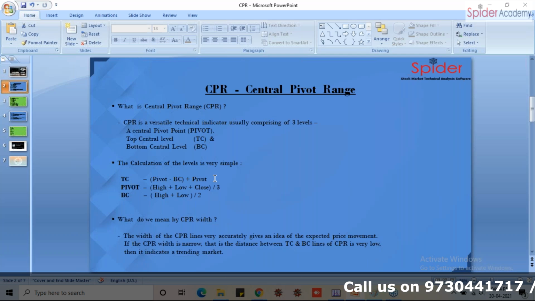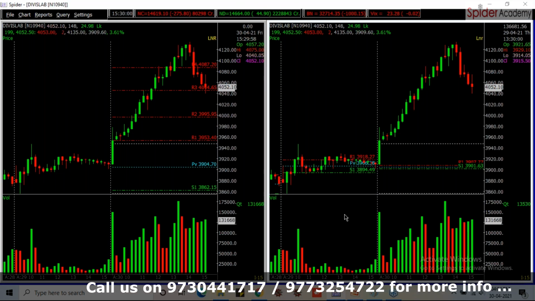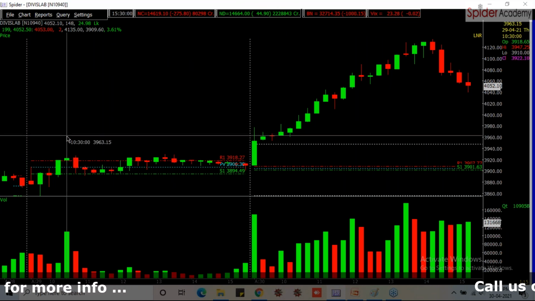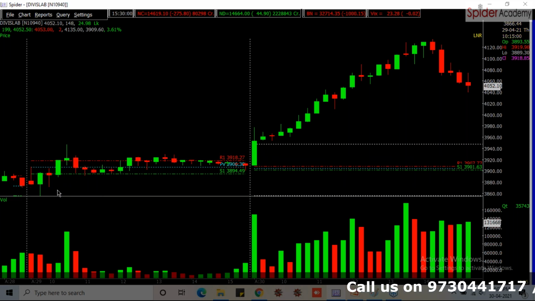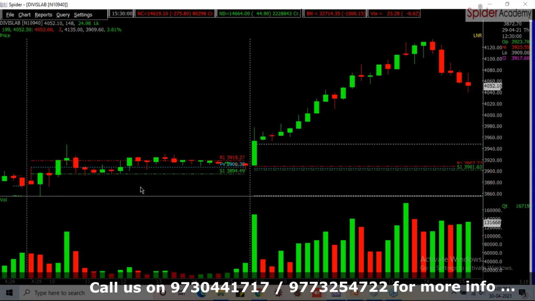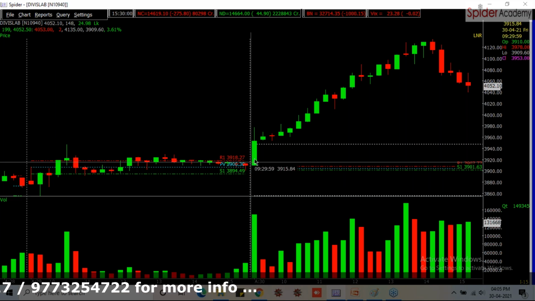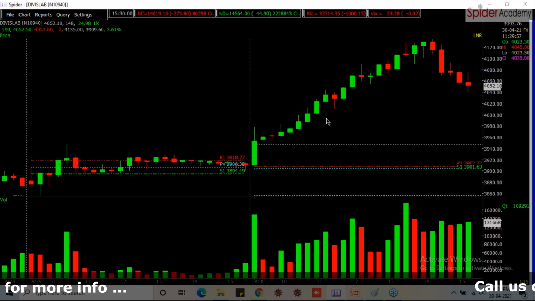The fundamental idea behind this indicator is the particular day's range. So what is the particular day's range? That is the high and the low point of that particular day, which captures everything about the market sentiment, and hence this range can be used to predict the price movement of the following day.